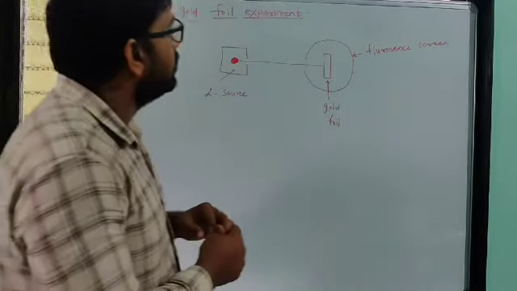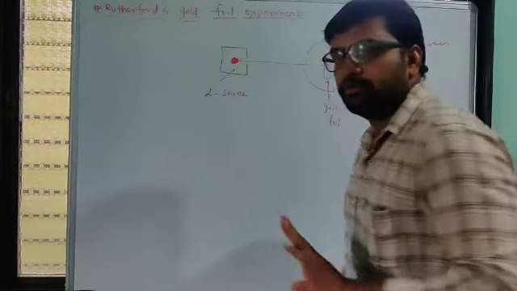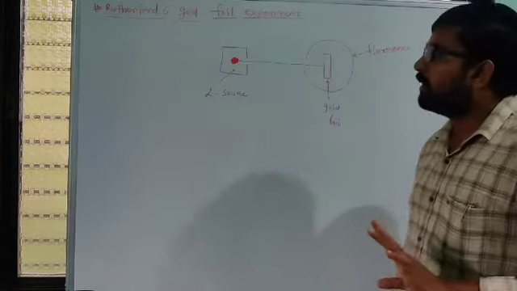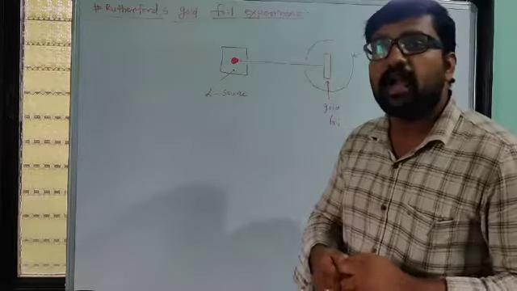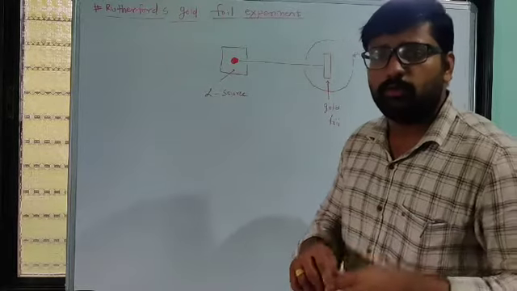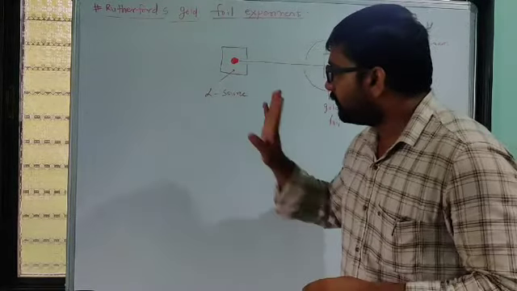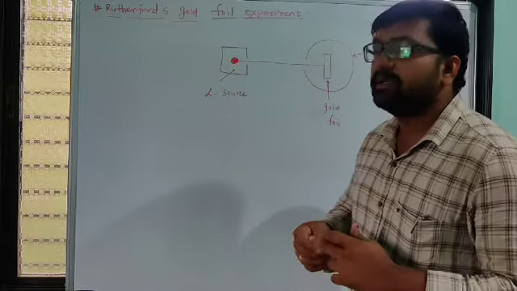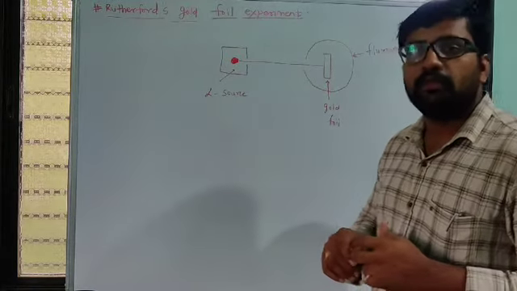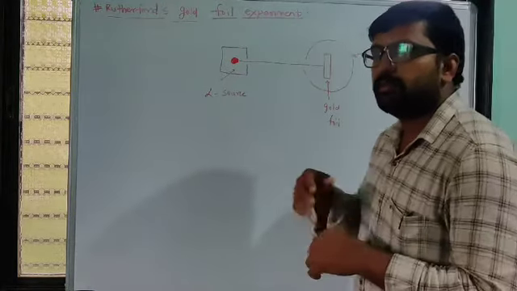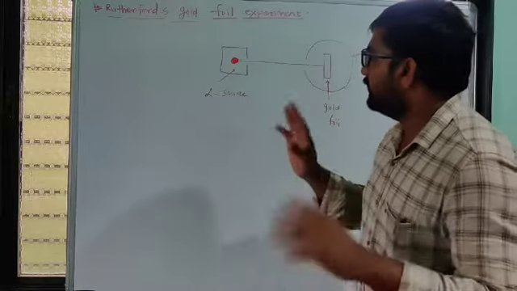So here what we need is an alpha particle source. I already told you yesterday that alpha particles are positively charged particles. Alpha particles are positively charged and are nothing but helium nuclei. We will study details about the alpha particle in higher classes.